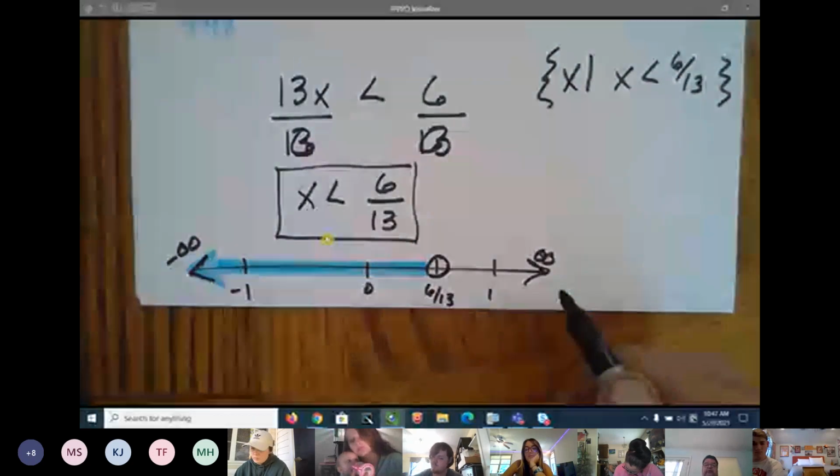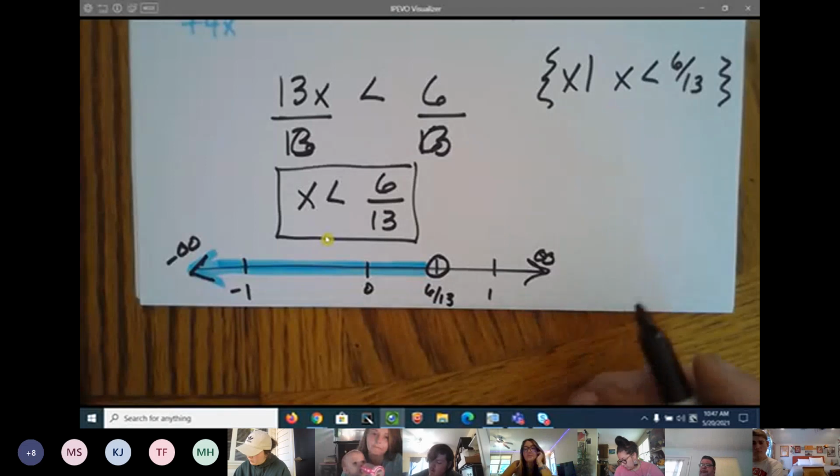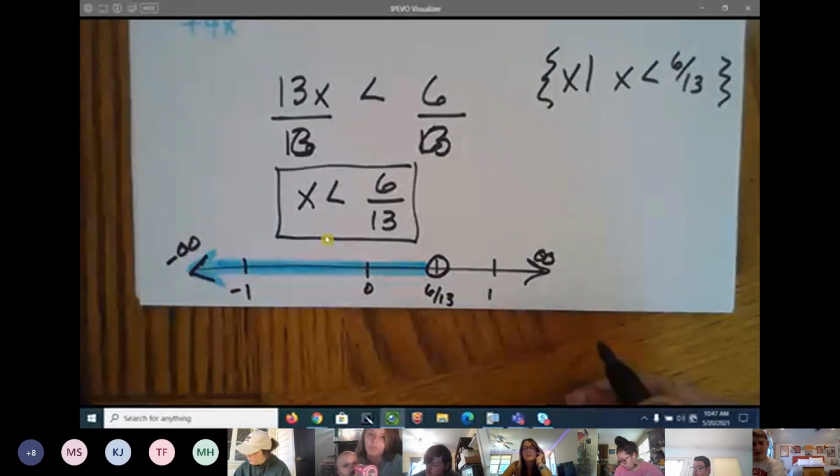Interval notation, we read from left to right. So tell me, read the blue region from left to right. Somebody read it out loud. Negative infinity is less than 6/13.